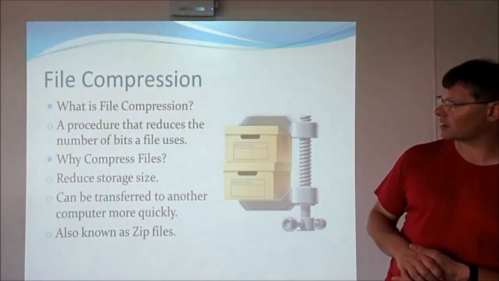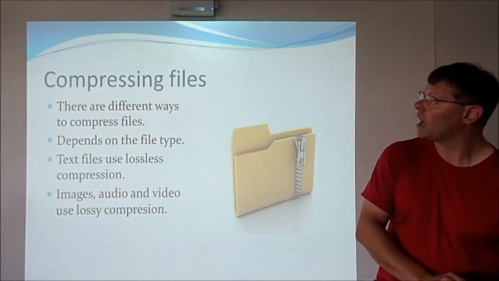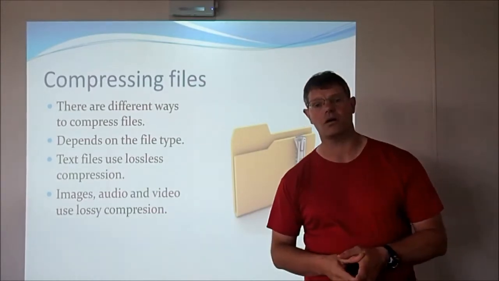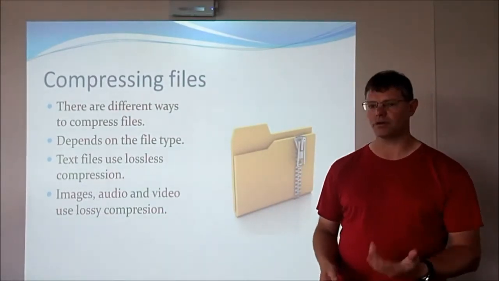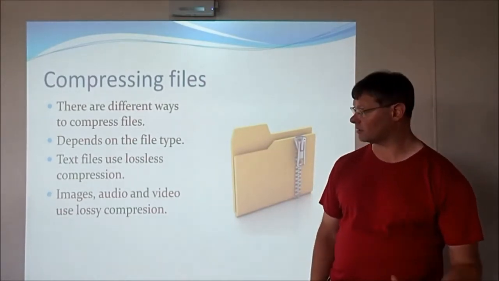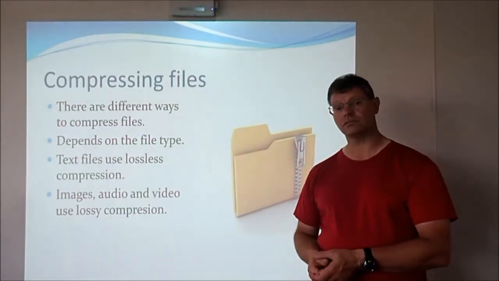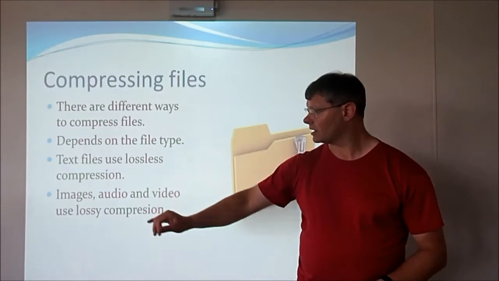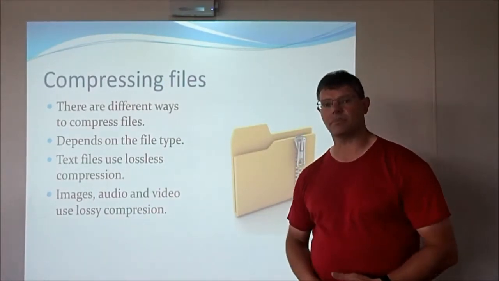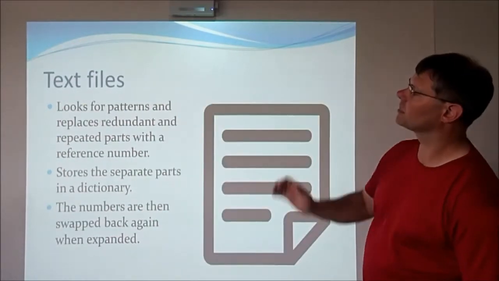There are a couple of types that we're going to just go into now. A couple of different ways of compressing files, and a lot of this will depend on what type of file you're trying to compress. Is it a text file? Is it an image file? Is it an audio file? Is it a video file? Text files use something called lossless compression. I'll talk a little bit more about that in a while. And then images, audios, and videos use lossy compression. I'm only going to talk about images because that's probably what you really need to know. So let's go on. Text files.